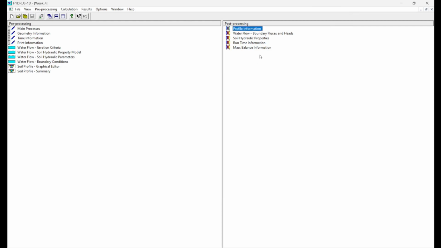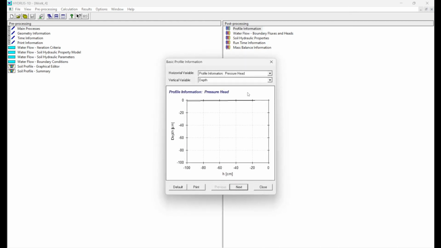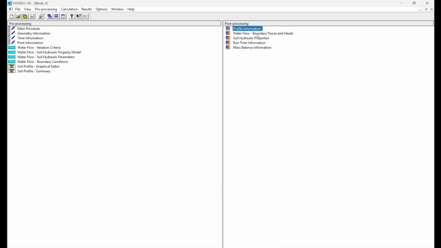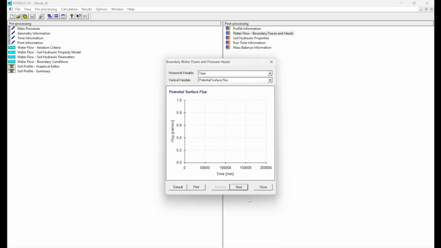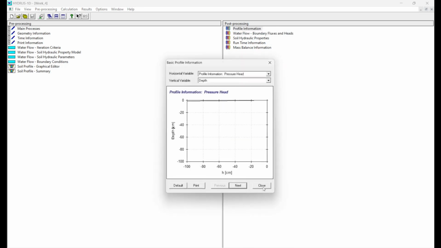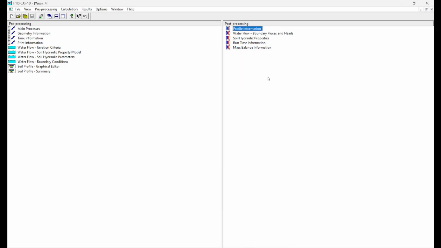So what results can we see? We can see the profile information, right? We can also see the water flow, etc. But for now, there are no results here.